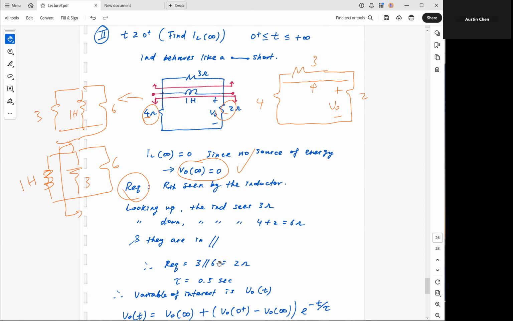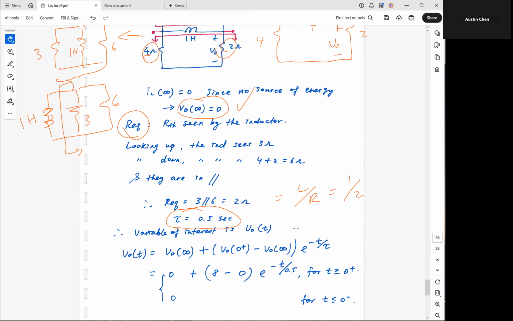And once you know Req, and you know that the inductor is equal to 1, then tau is equal to L over R, so that's 1 over 2. So you have half a second for the tau. And then the very last step, we'll make use of the template: the final value, plus initial minus the final, multiplied by the exponential function with this tau on the bottom.